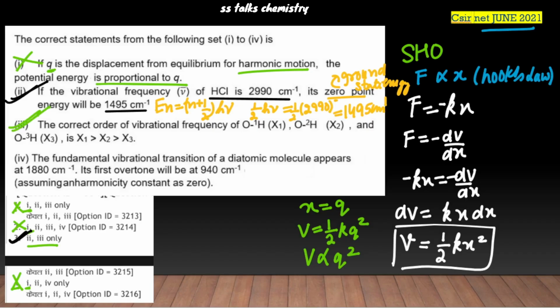Okay. Next, the fundamental vibration transition of a diatomic molecule appears at 1880 centimeter inverse. The fundamental vibration means from V value 0 to V value 1, that is omega E minus 2 omega E xe. This value is given as 1880 centimeter inverse. The first overtone appears at 940. They are saying to assume the anharmonicity constant as 0, that means we have to assume the xe value to be 0.